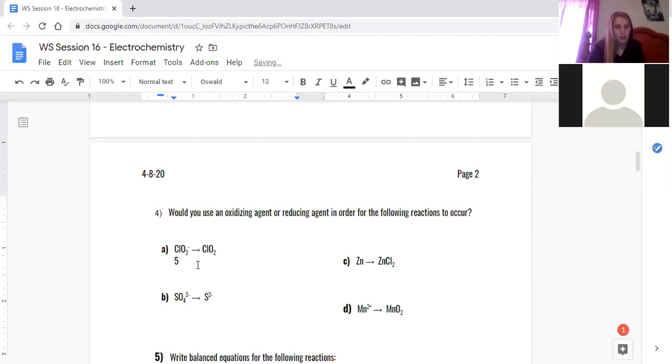We know it's 5. So then for over here on the second part, you're going to try to figure out what your oxidation state is for the chlorine over here. 4. Perfect. So it's 4 right here. Okay. So is the oxidation state increasing or decreasing?